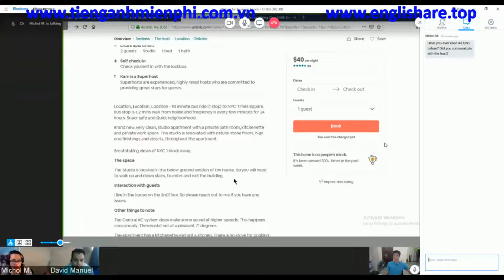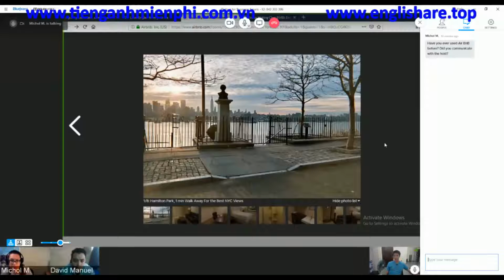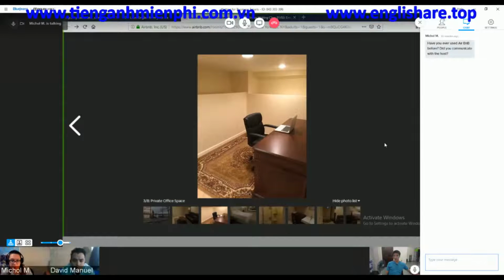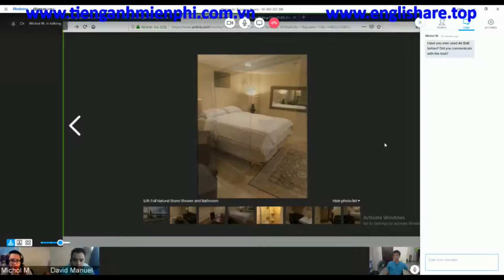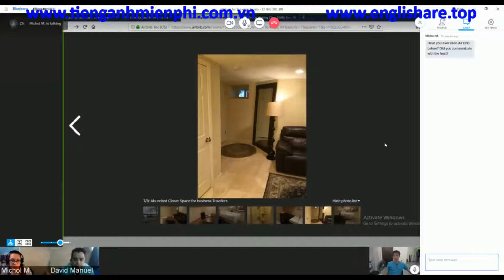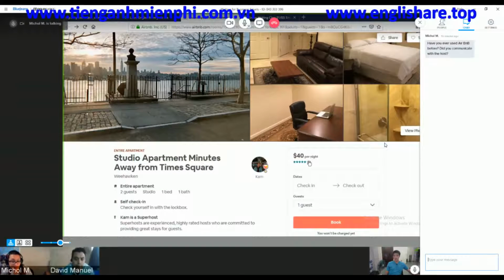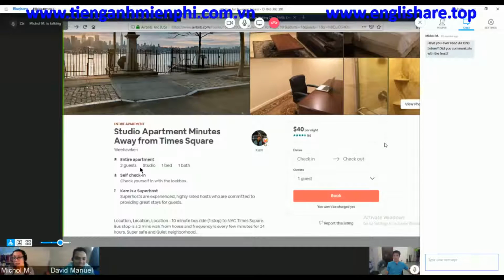So usually when you find a place, this is in New York City, you can go through and see the pictures. So this is the space, bathroom, bedroom, that's the view, Times Square. $40 per night. So, David, do you think this is a good price? It's a good price. I think it's a really good price. For New York City, you get the entire apartment. So you have the whole apartment to yourself.